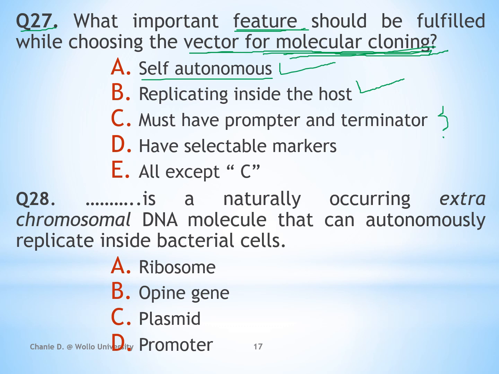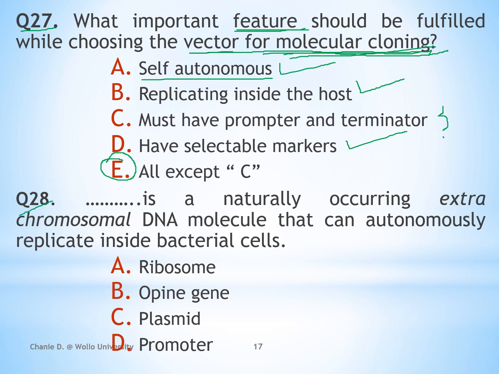Every vector should have a marker to distinguish the transformed and untransformed cells. So this is an important feature for amplifying or cloning vectors. D, all except C. So from those given alternatives, promoter and terminator is not an important feature for amplifying or molecular cloning vectors. So E, all except C, is the correct answer for question 27.